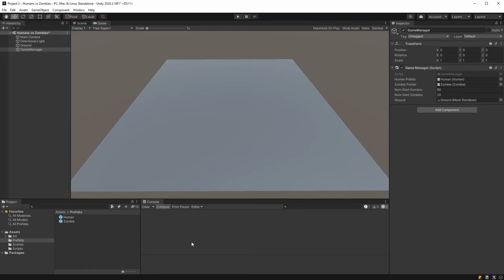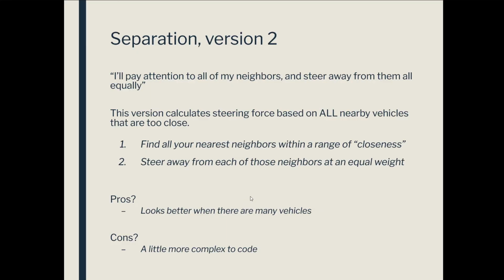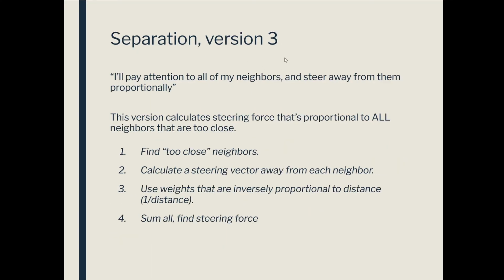But I want to go one step further. So let's go back over to the slides and take a look at what that is. So this is the third version of separation, where essentially we want to pay attention to all of our neighbors and steer away from them proportionally. So we're going to use weights here to weight the force based on how close we are to our other neighbor. And our weight is going to be inversely proportional to the distance away.